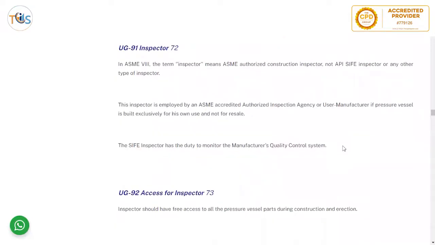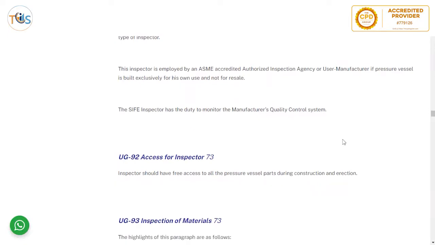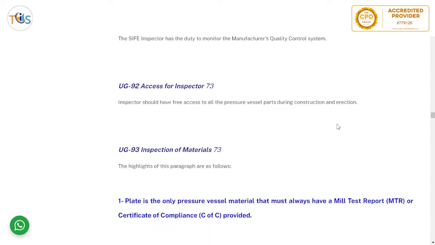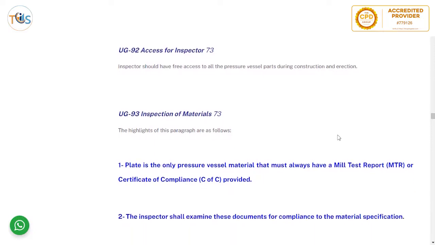In ASME Section 8, the term inspector means ASME authorized construction inspector, not API site inspector or any other type of inspector. This inspector is employed by an ASME accredited authorized inspection agency, or by the user manufacturer if the pressure vessel is built exclusively for his own use and not for resale. The source inspector has the duty to monitor the manufacturer's quality control system. Inspector should have free access to all the pressure parts during construction and erection.